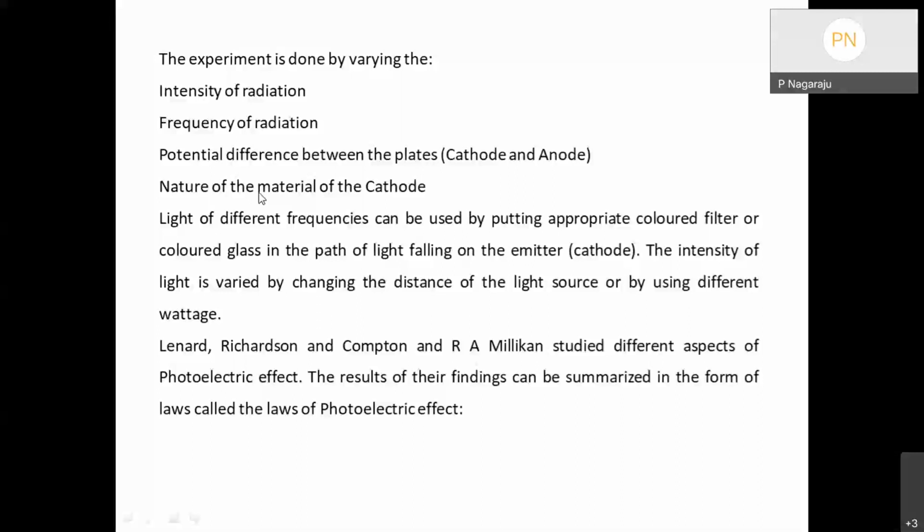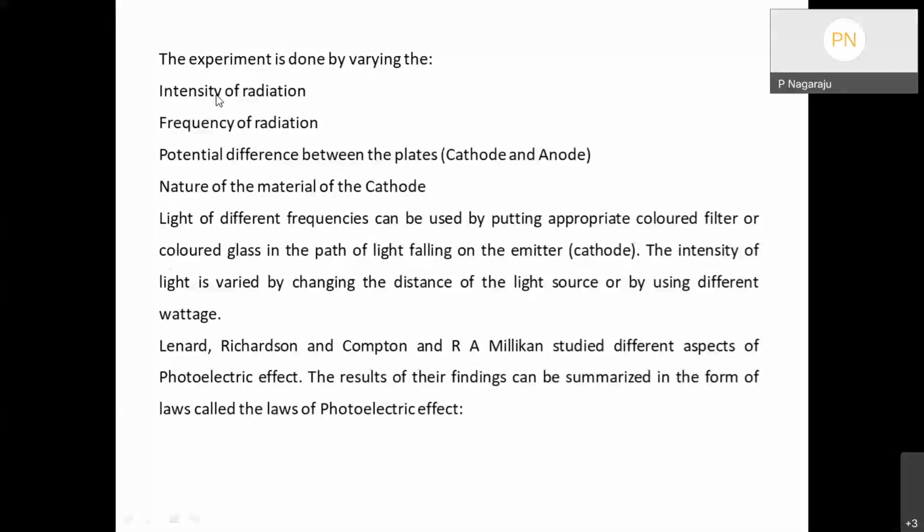And the experiment is normally done by varying the intensity of radiation, frequency of radiation, potential difference between the plates, and then the nature of the material of the cathode. What is that intensity of radiation? For the intensity of radiation, we can go for different wattages. Maybe let us say 40 watt bulb, 60 watt bulb, 100 watt bulb, like that.